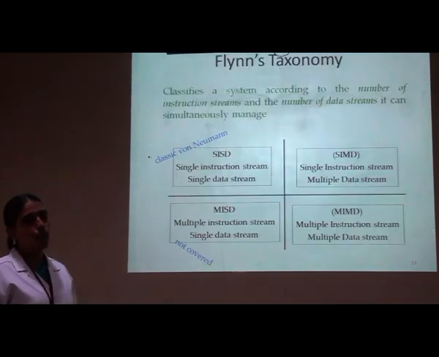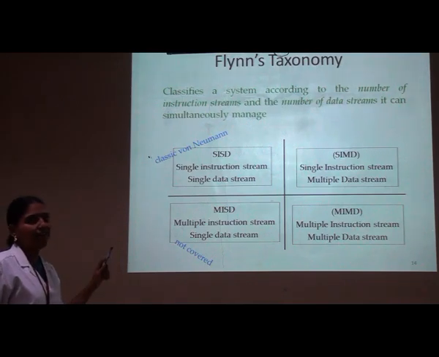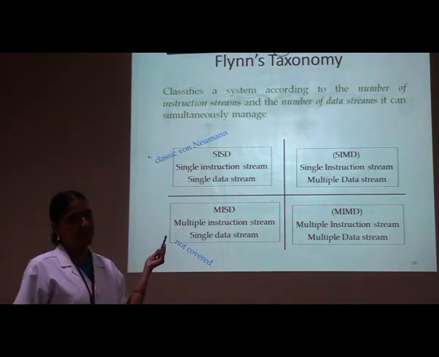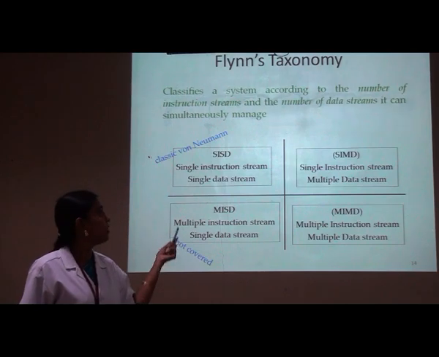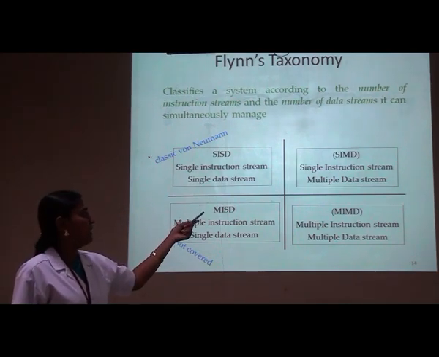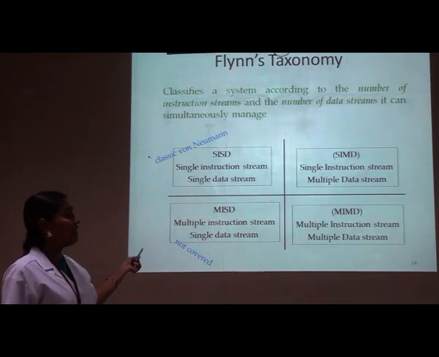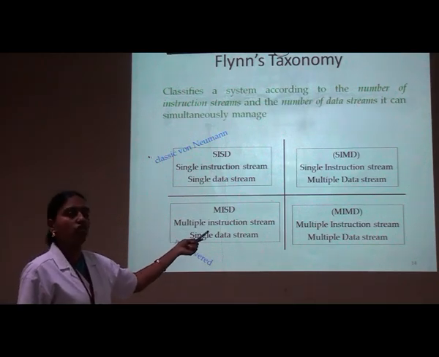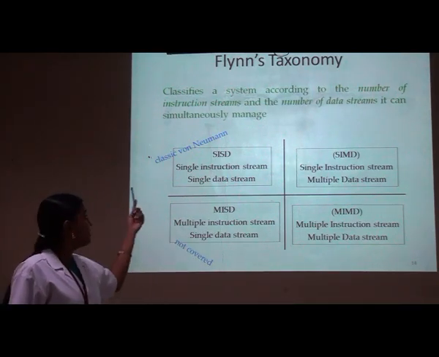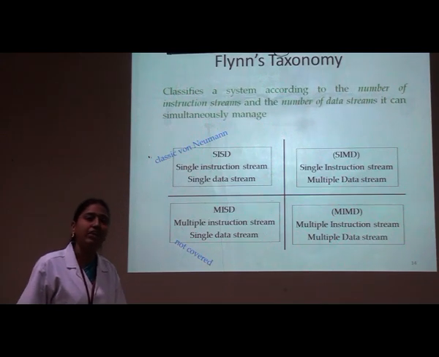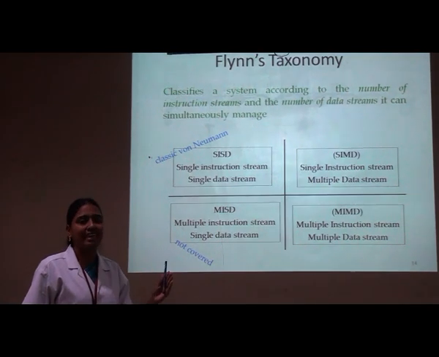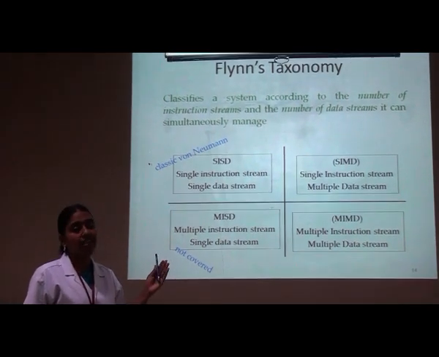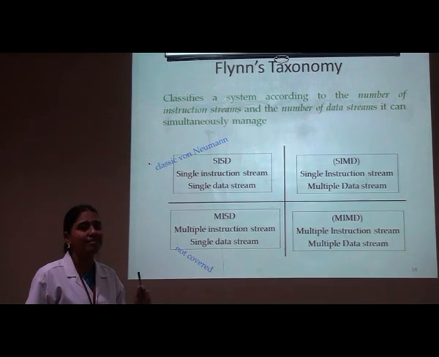Actually, we have four classifications. Those are SISD, that is single instruction, single data stream; SIMD, single instruction, multiple data stream; MISD, multiple instruction, single data stream; and MIMD, multiple instruction, multiple data stream. The first one, SISD, we use in our normal Von Neumann architecture. We have seen what a single core architecture is, no? That Von Neumann architecture is what we use for uniprocessor systems.